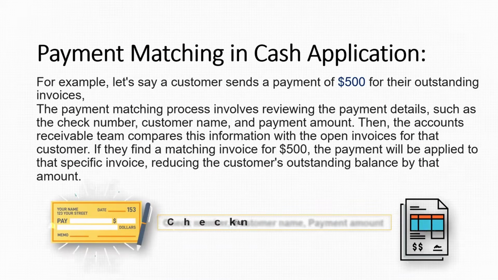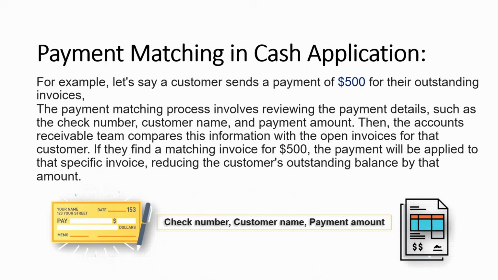Let's say a customer sends $500 for their outstanding invoice. So the payment matching process will involve reviewing the payment details such as check number, customer name, and payment amount, and then the accounts receivable team compares this information with the open invoices for that customer. If they find a match of invoice $500, the payment will be applied to that specific invoice, reducing the customer's outstanding balance by that particular amount.